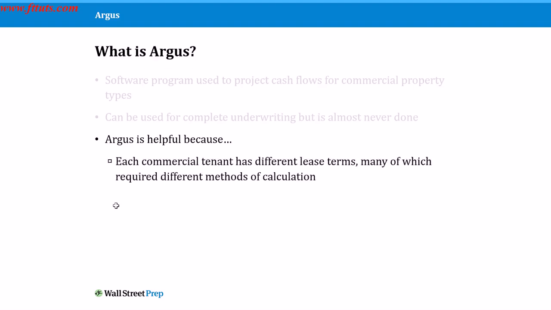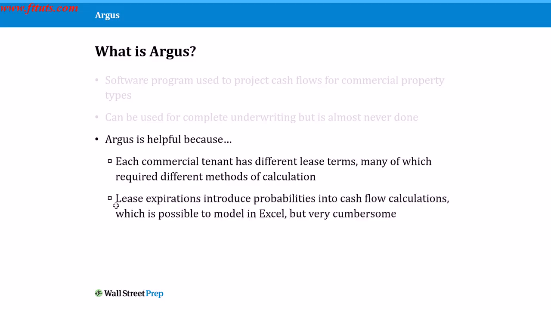It's helpful because if you think about an office building, you have 10 tenants, and every tenant's going to have a different set of terms associated with their lease. And many of which are going to require different methods of calculating cash flows. And so Argus really helps us summarize those different sorts of assumptions.